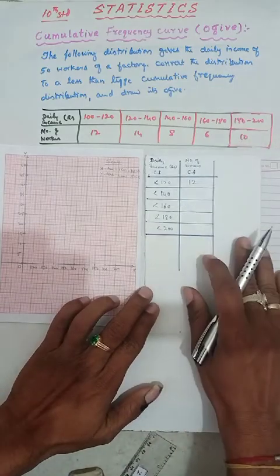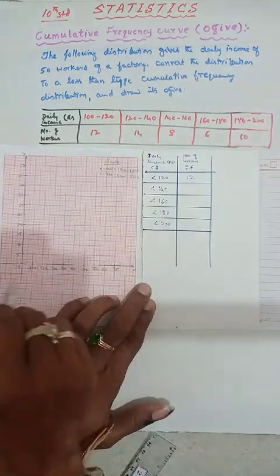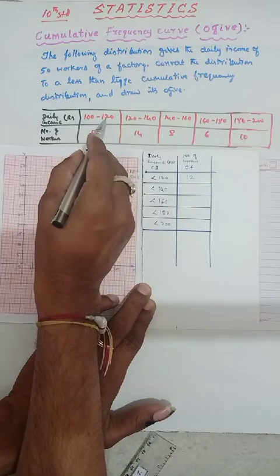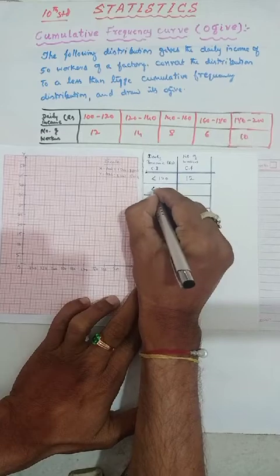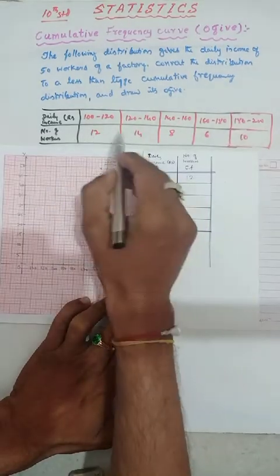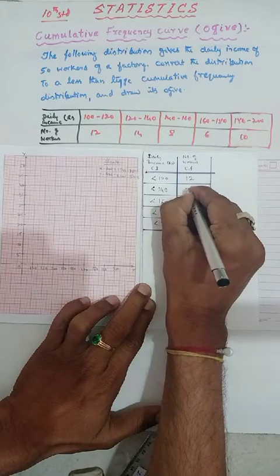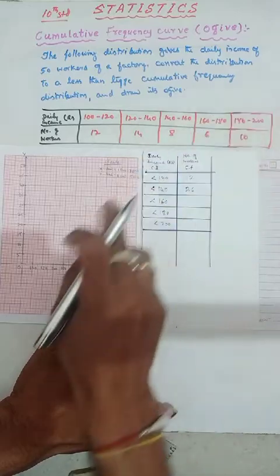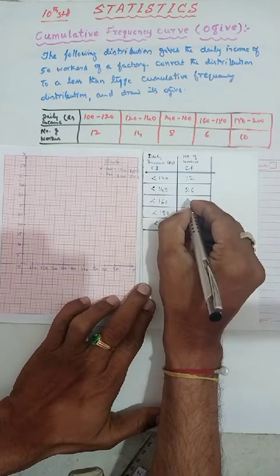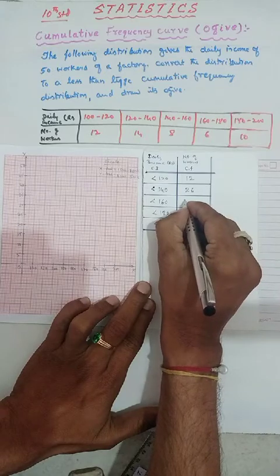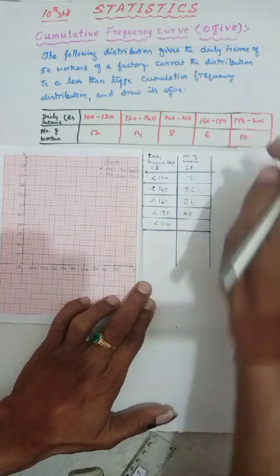For this we have to convert it into a less than type. So we consider the upper limit as x on the x-axis. Less than 120, there are 12 workers. Less than 140, the cumulative frequency is 12 plus 14, which gives 26. Add up again: 26 plus 8 gives 34. 34 plus 6 is 40. 40 plus 10 is 50.